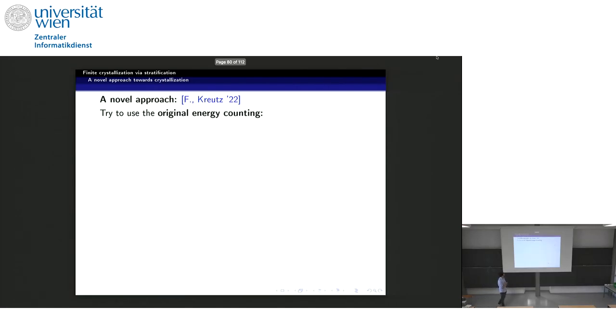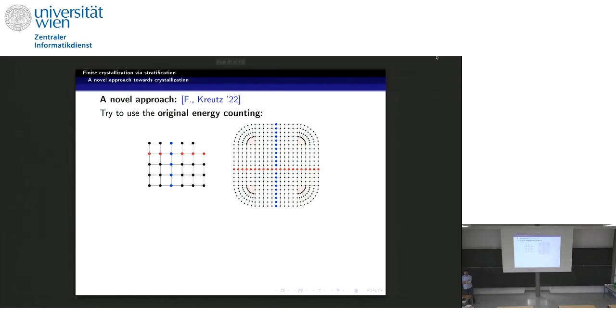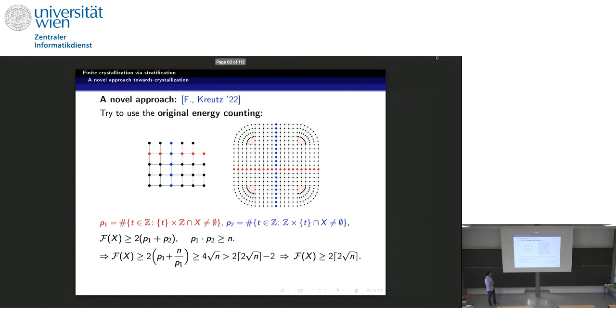And now, based on this, let me tell you what our idea was. Our idea was that we wanted to use the energy counting that I showed you at the beginning of my talk. And let me recall what this energy counting was. The idea was based on taking a horizontal chain and a vertical chain, red and blue, and collecting the lengths of them, P1 and P2, and then doing this simple minimization problem, which I called an isoperimetric inequality. Now let's see if I can still do it for general configurations.